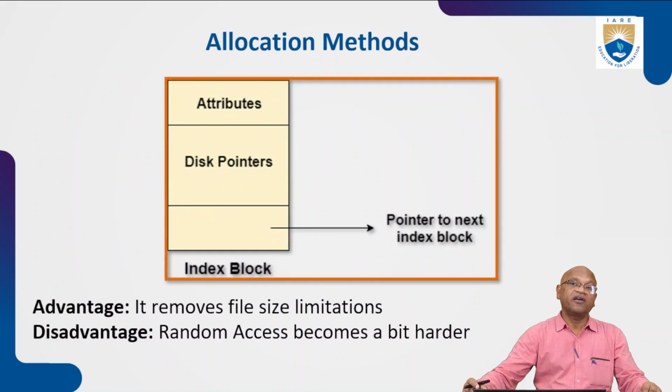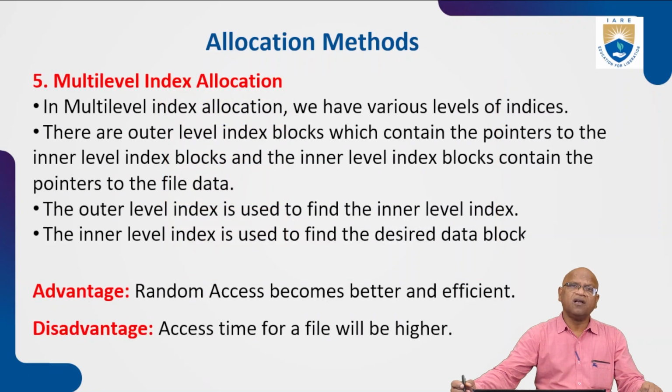So you have now seen that this allocation method points to the next index block. The advantage is that it removes file size limitations. There is no limitation on the file size. The disadvantage is that random access becomes a bit harder. Random access is possible in indexed allocation, but we have to go to the index block, see where the file is saved in different blocks, and find out which block we can access randomly.